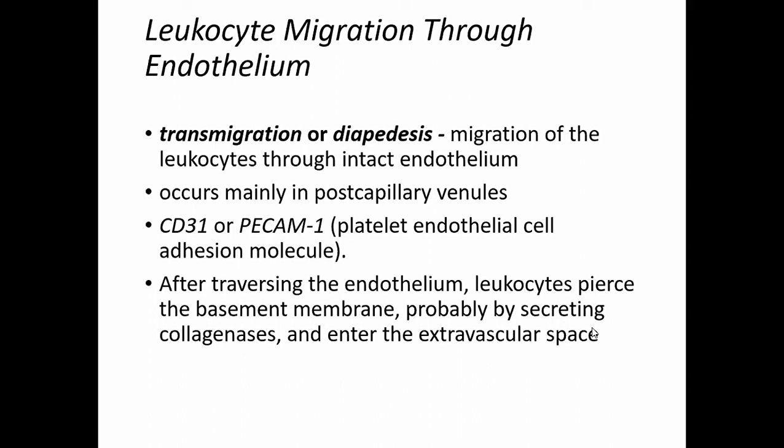So transmigration, or diapedesis, is the migration of leukocytes through the intact endothelium. It occurs mainly in the post-capillary venules, and usually CD31, or PECAM-1, is the platelet endothelial cell adhesion molecule involved. After traversing the endothelium, the leukocytes pierce the basement membrane, secreting collagenases, and then they enter the extravascular space.